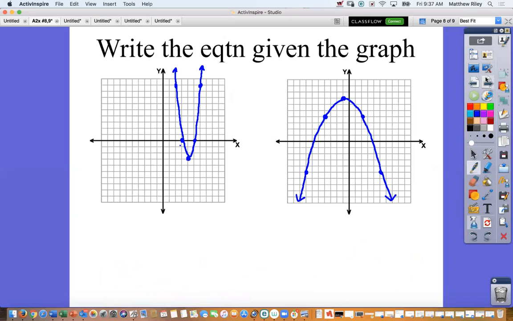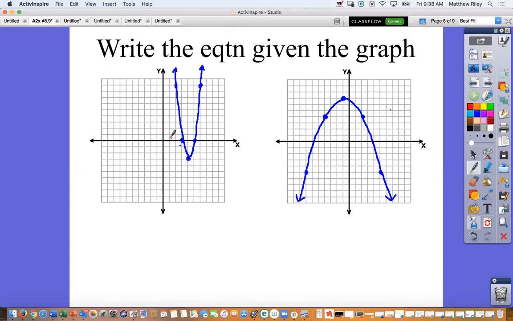There's 2 really good ways to do this. But if you know what the vertex is, you also know how to find what your a value is. So I'm going to help walk you through this first one and see if you guys can discover how to find the a value. So here's the first thing.